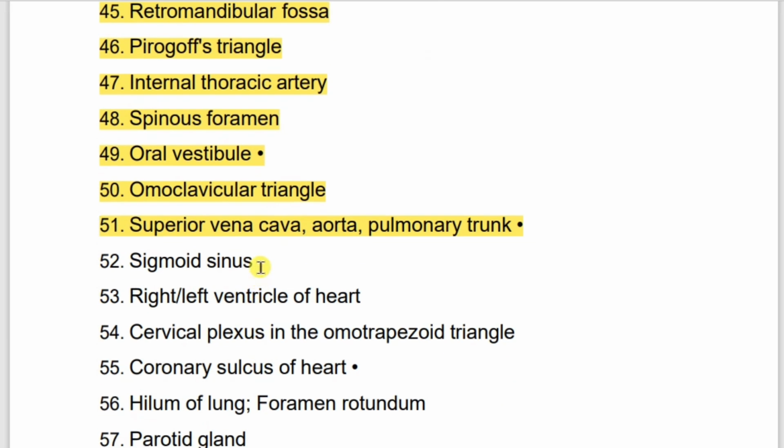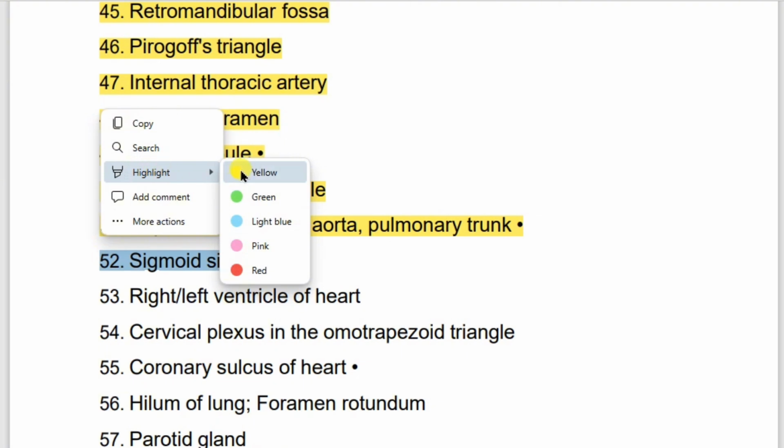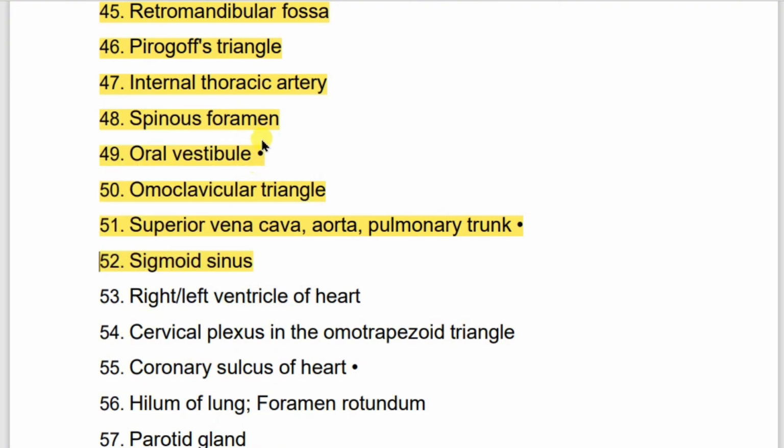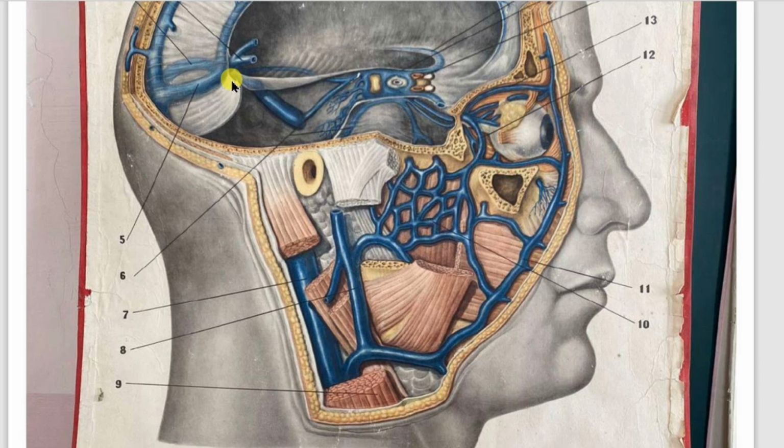So the next structure we have here, sigmoid sinus. We can find it in the head region. So let's see what it is. Here you can see the sigmoid sinus. It is an S-shaped hollow curve. It is also known as one of the paired dural venous sinuses within the skull that receive blood from the posterior transverse sinus. This one is the posterior transverse sinus, and it receives the blood from it.